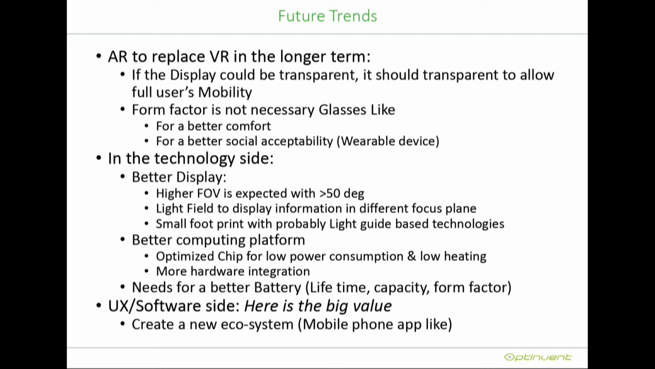For the form factor, we work a lot on this subject in our company, and we believe the form factor may not necessarily be a glass, right? I will show you some examples because you need to have better comfort when using these devices, and you also need to have better social acceptability.